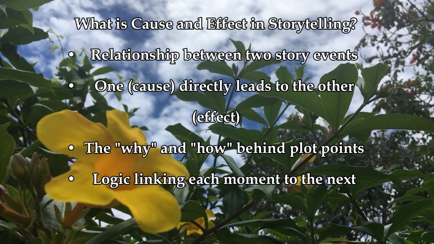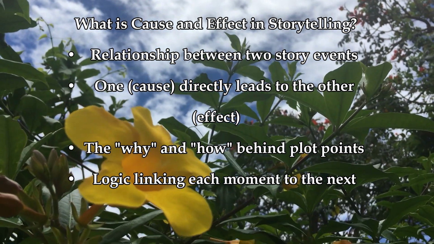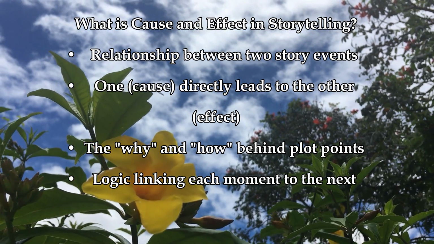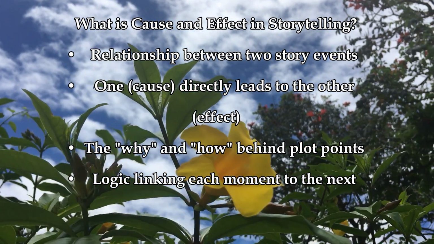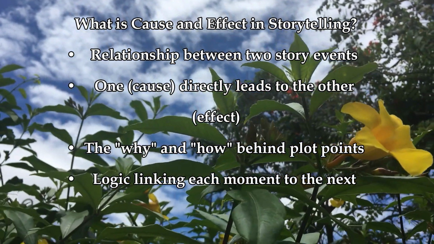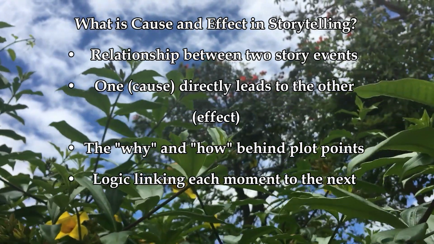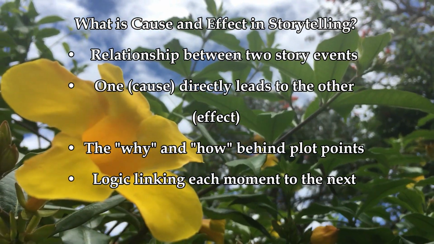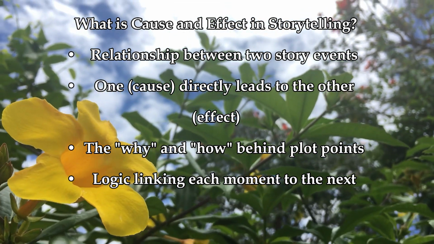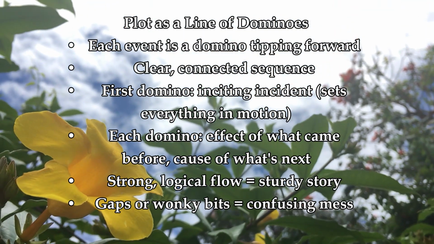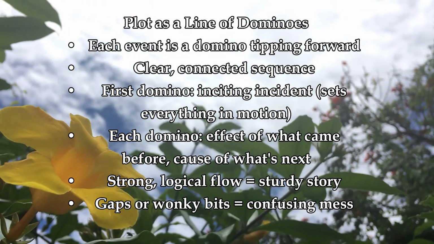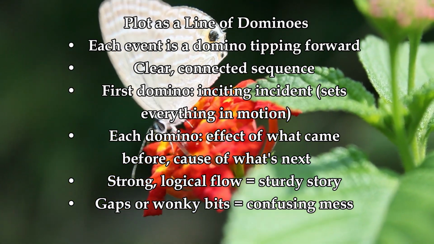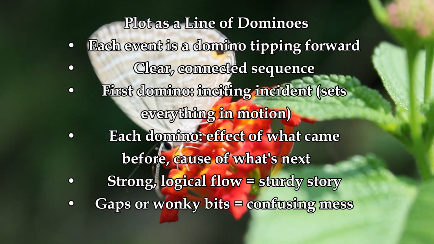It's pretty simple. Cause and effect is the relationship between two story events, where one, the cause, directly leads to the other, the effect. It's the why and how behind your plot points, the logic linking each moment to the next. Imagine your plot like a line of dominoes. Each event is a domino that tips forward, knocking into the next in a clear, connected sequence.